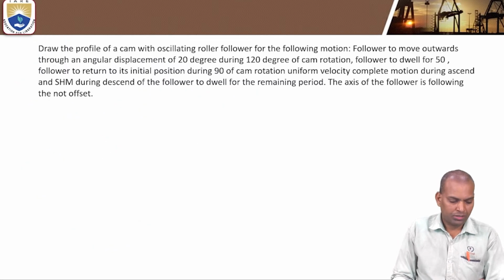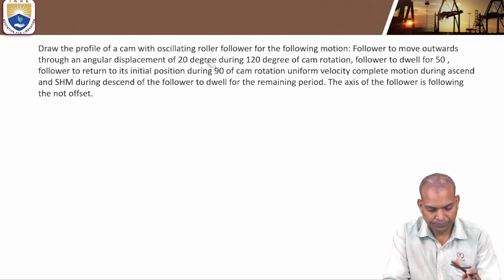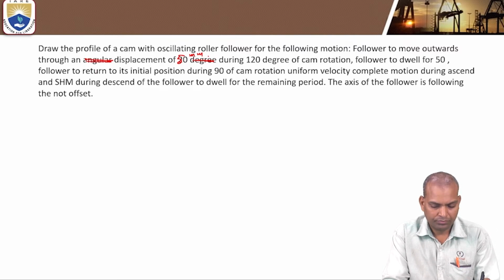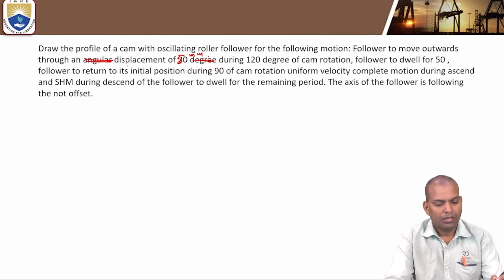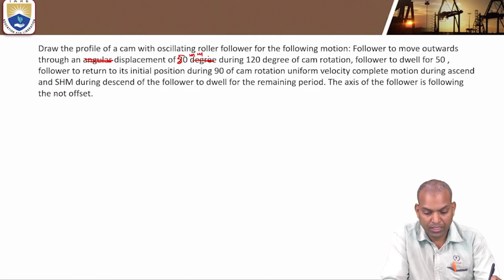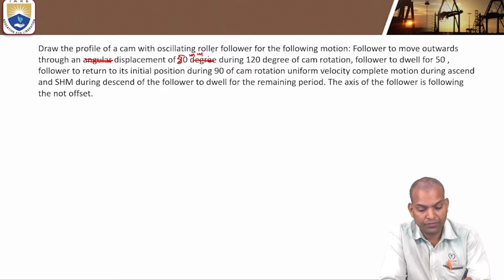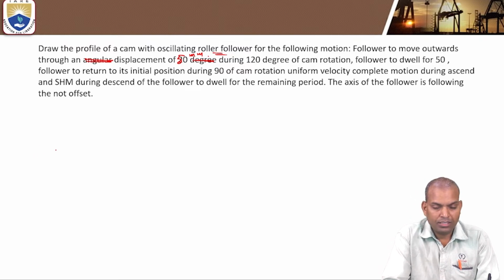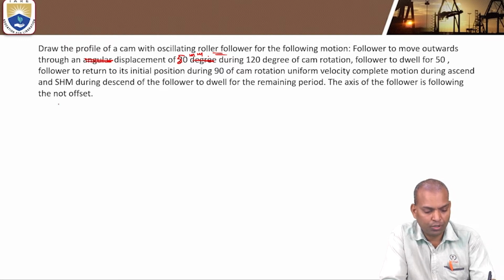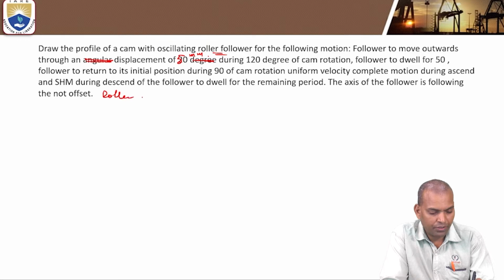The next question is the same, but the point is that here it is not offset, and the follower is a roller follower. It is the roller follower. Draw the profile of a cam with an oscillating roller follower.